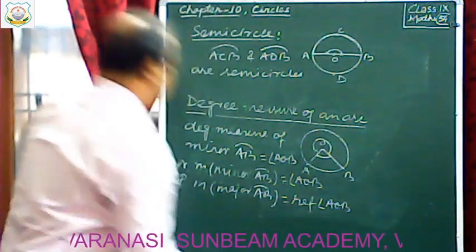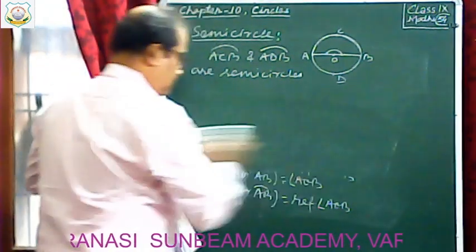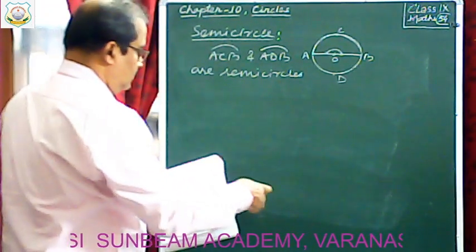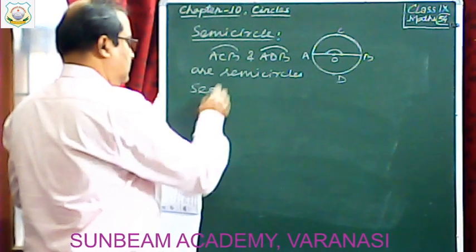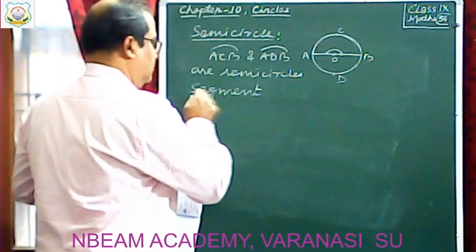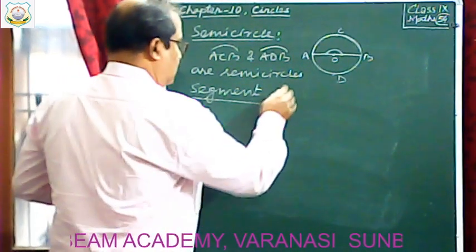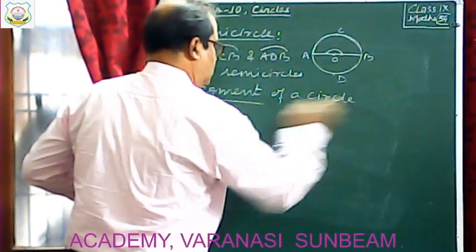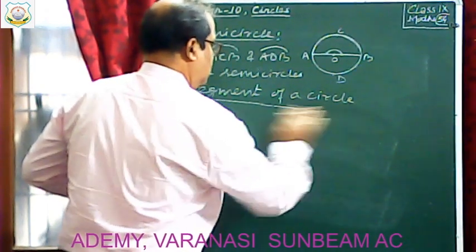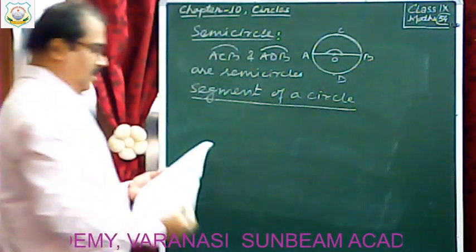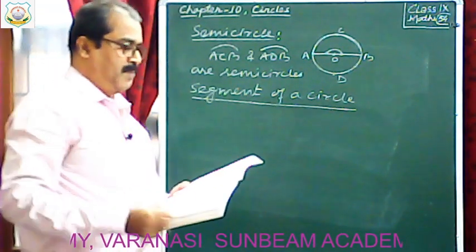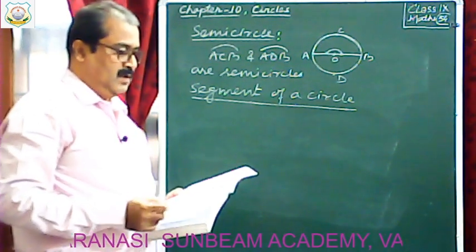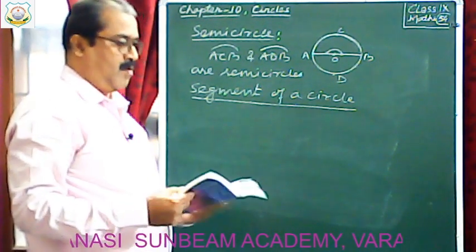Now thereafter, segment of a circle. The part of a circular region bounded by an arc and a chord, including the arc and chord, is called a segment of the circle.